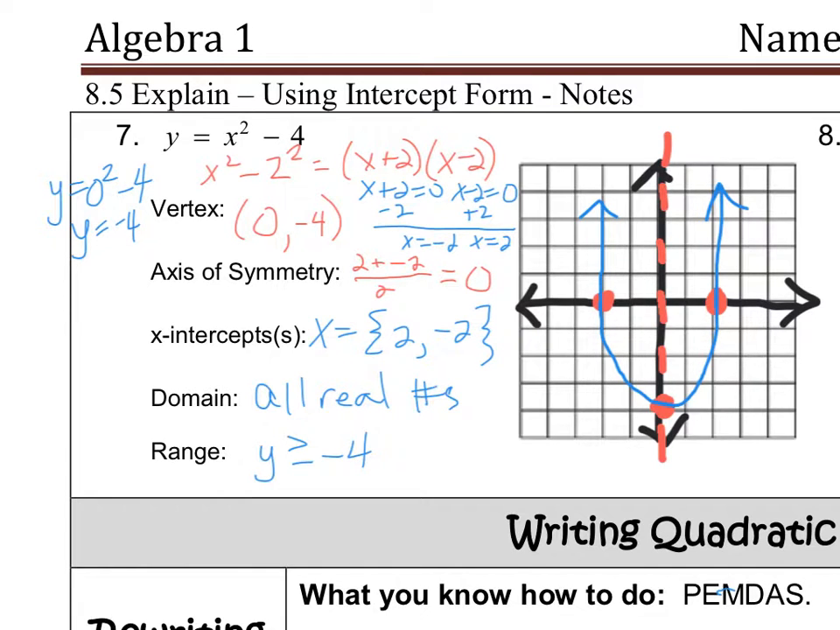For number 7, hopefully you noticed pretty quickly that it was a difference of two perfect squares, x squared and 2 squared. So I went ahead and factored it out. And then I set my factors equal to 0 to get my two solutions, or my zeros. And then I used my zeros to find my axis of symmetry, or the halfway point in between them. And then I used my axis of symmetry, which was the x value of my vertex. I plugged it back into my equation to get my vertex. Once I graphed it, my domain was all real numbers, and range is y is greater than -4.